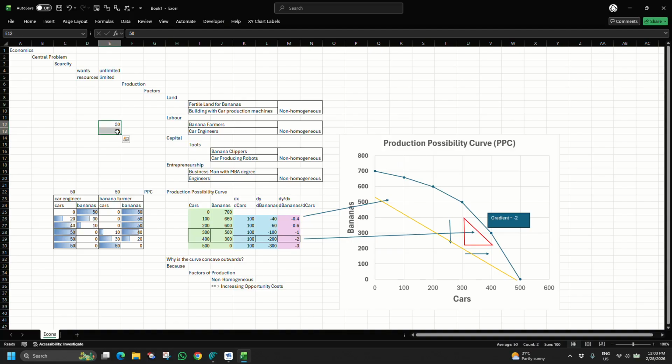That's why the slope increases as you move from the left side of the curve to the right side. Right, it's because of non-homogeneous factors of production. So that's it for the introduction to economics.